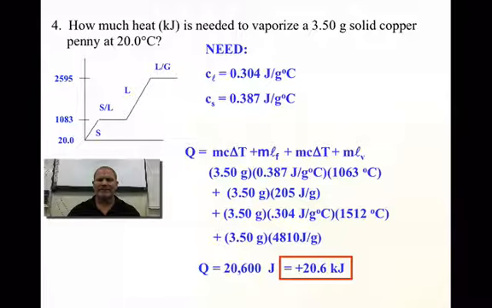So it's positive because I'm getting warmer, so I have to absorb energy. This energy had to be absorbed to move from 20 all the way up to 2,595. So it's an endothermic reaction.